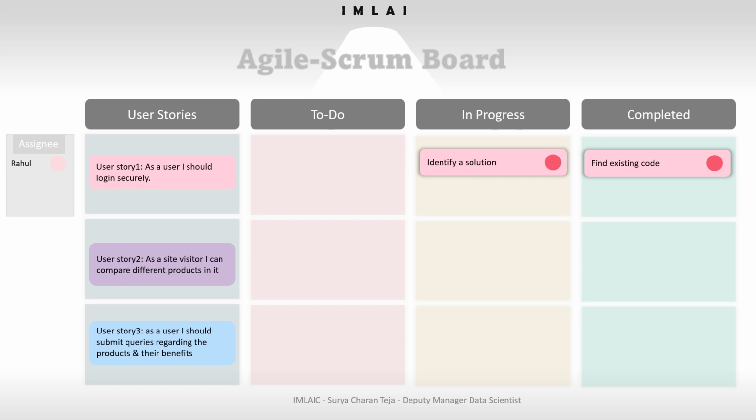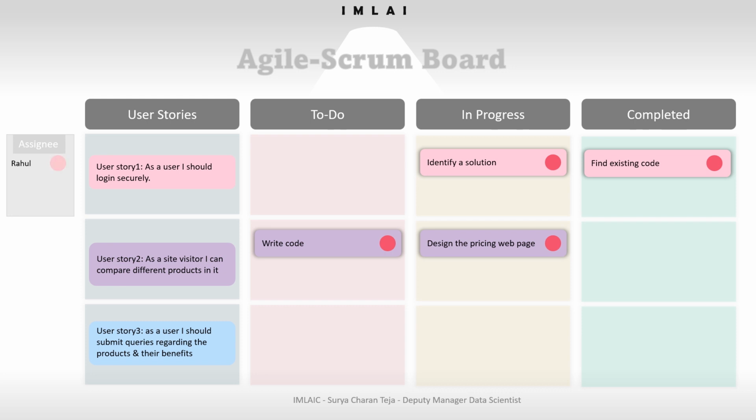Because of that, the task is completed. Now it is put into the box of completed. Then Rahul was assigned another task, but this time it is from user story 2. What is the task? It's write code. He hasn't started that work, so that's why we put that in the to do bracket. He has one more work assigned from user story 2, that is design the pricing web page.